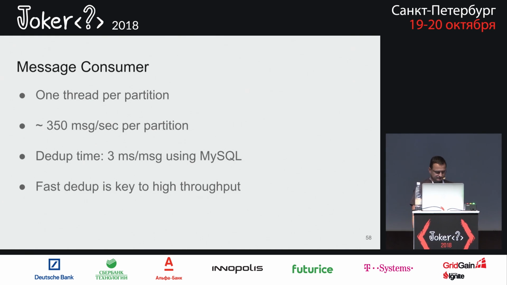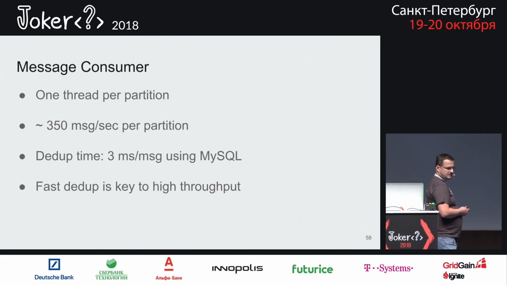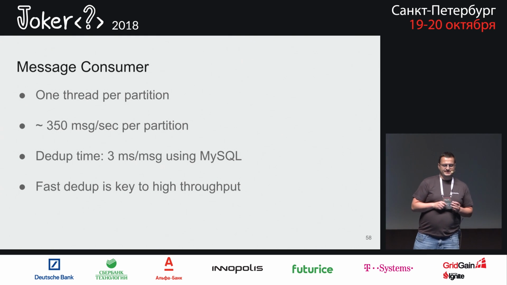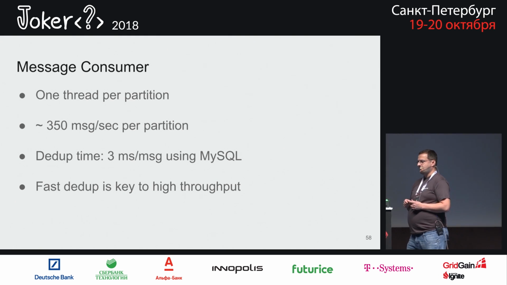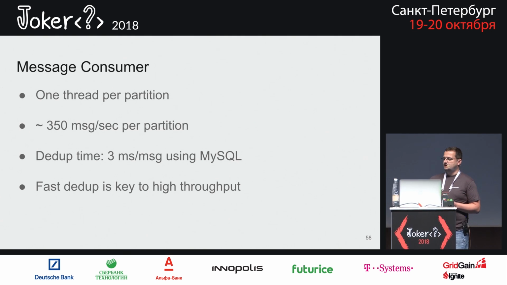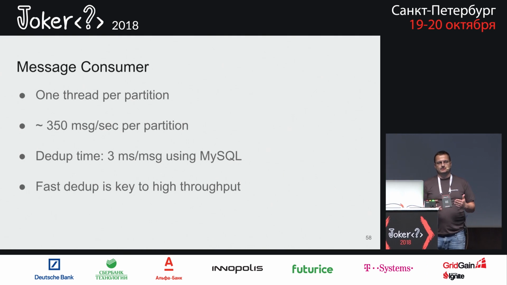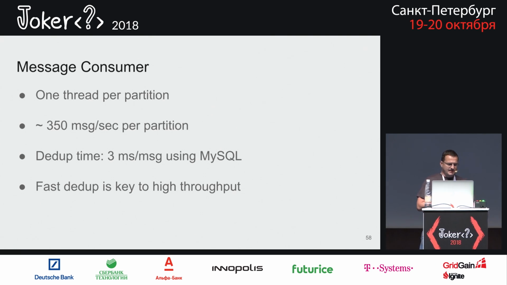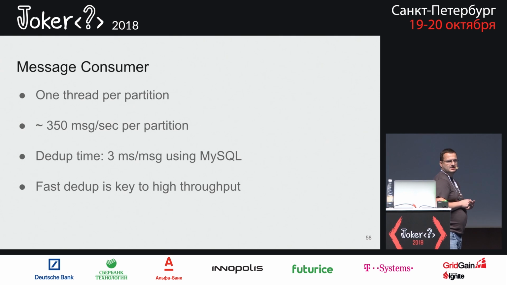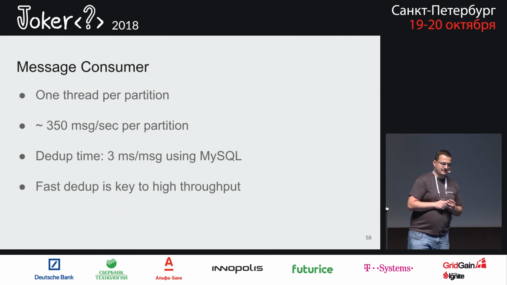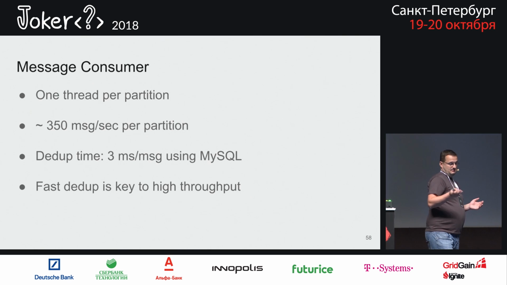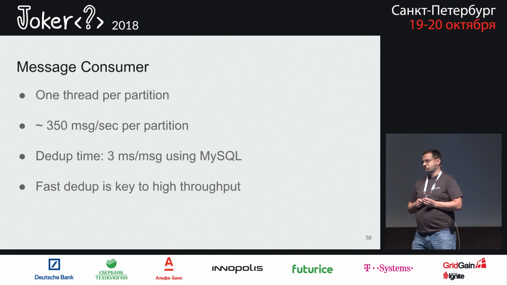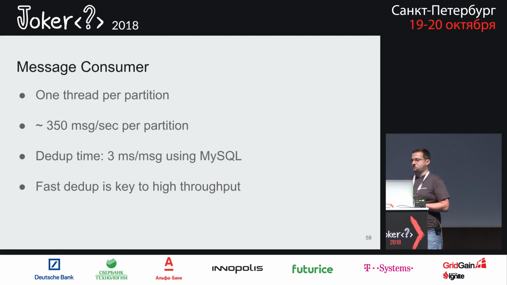Message consumer. The usual setup is 1 thread per partition. What we see in our system is about 300 messages per second per partition processing. The main limiting factor, besides the actual business logic, which you can do differently locally, is the dedup time. With MySQL, it takes about 3 milliseconds to do a duplicate check. If you need something faster, you can think about using an in-memory dedup check or whatever. But this is what we can achieve by using a database call.